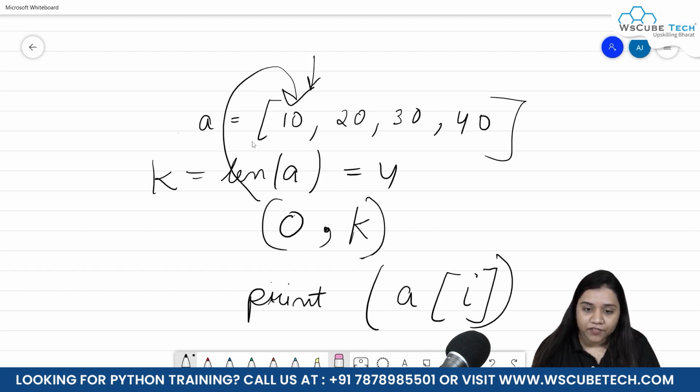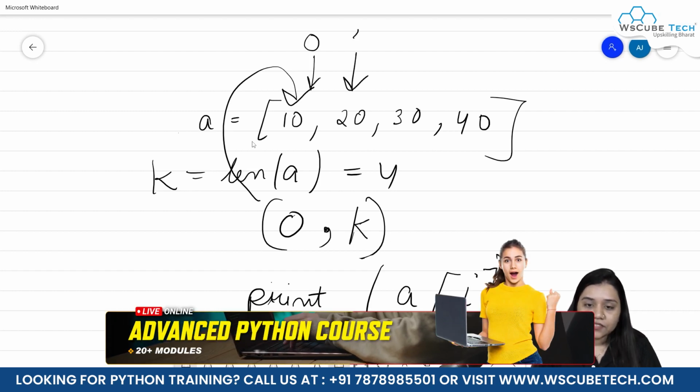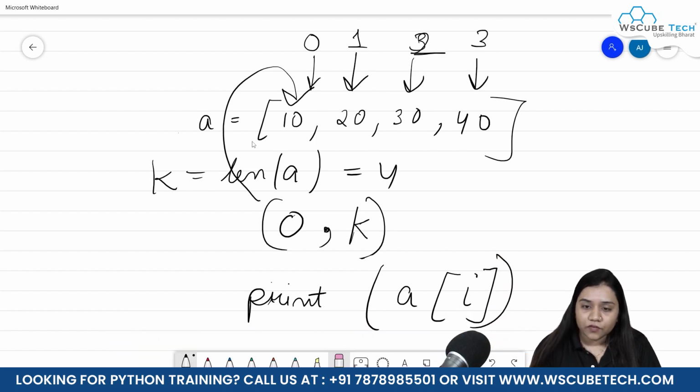So at index 0 we have 10. Then it goes to the next number, that is our 20. Then the next number, that is our 30. And lastly, index 3. Okay, so this is how it will be iterating. Let's put it inside our program now.